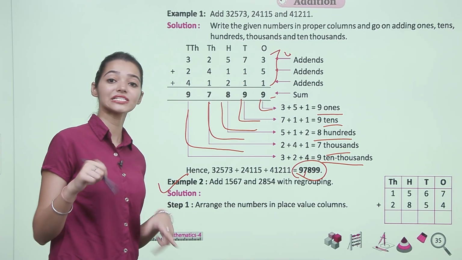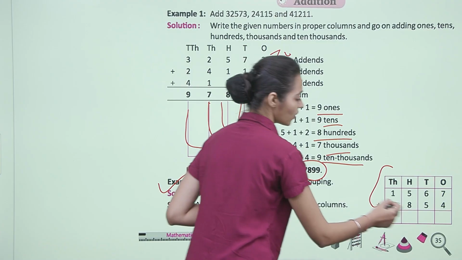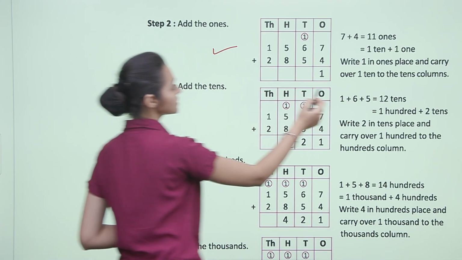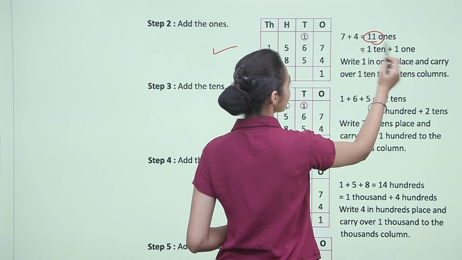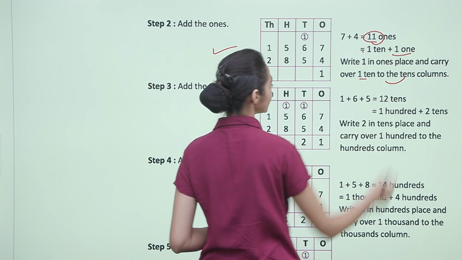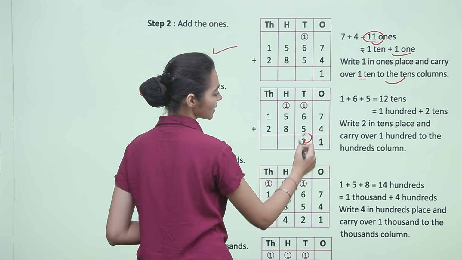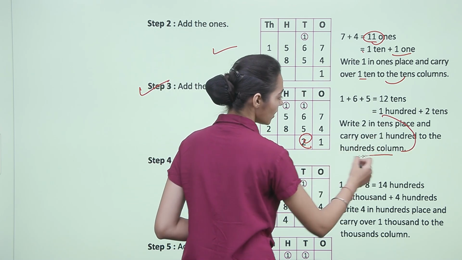That means firstly we arrange them in the place value column. After that, firstly we will add the ones, that is we have 11 ones, that means we will write 1 and 1 to the tens column. After that we will add the tens, then here we have 2 in the tens place and 1 being carried over to the 100 column.